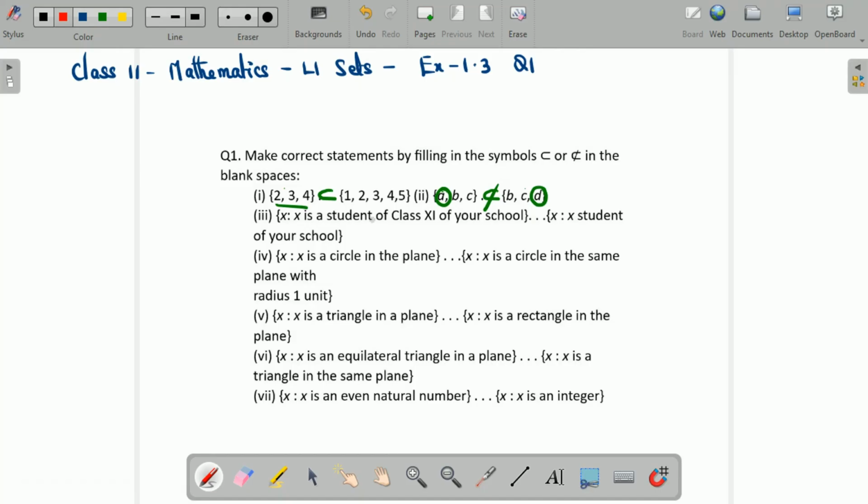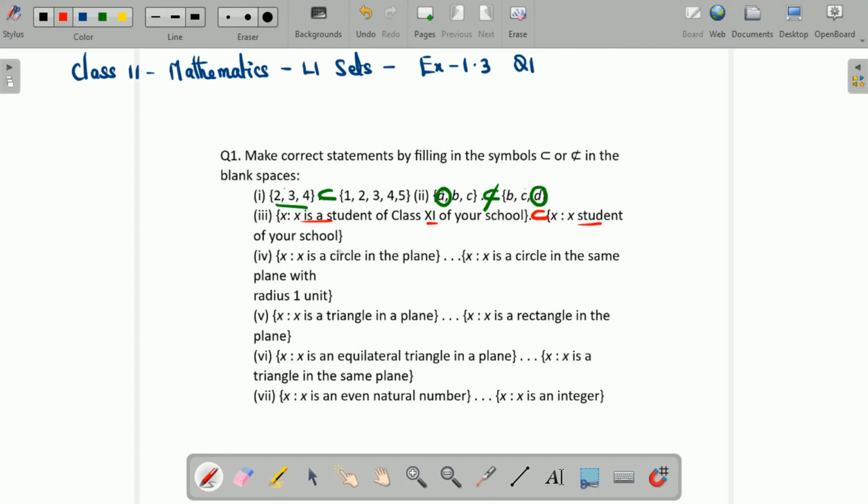X is a student of class 11 of your school. On the right side, X is defined as students of your school. So all the students of your school are collected in the right side, and the left side is a collection of students of class 11. So obviously all class 11 students of your school are going to be part of the students of your school. So in this case, the left set is a proper subset of the right one. Now let's take the fourth one.